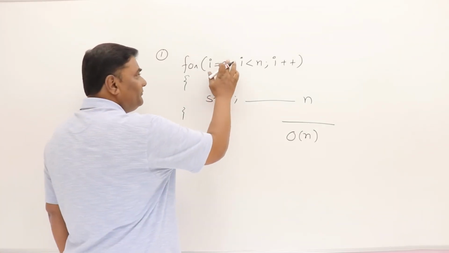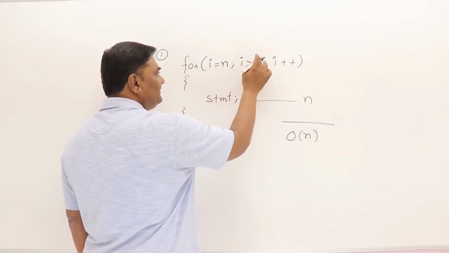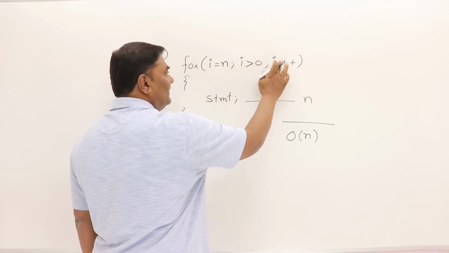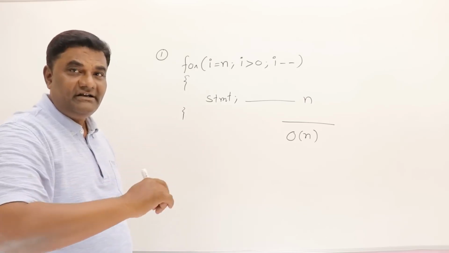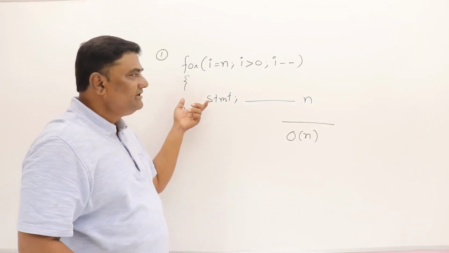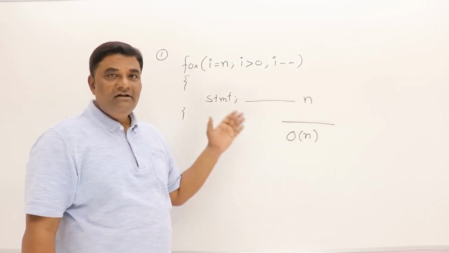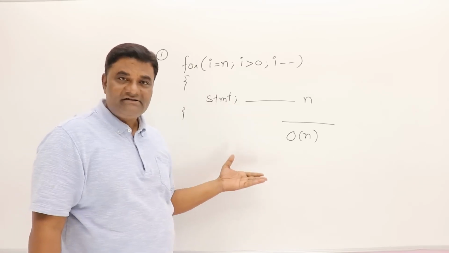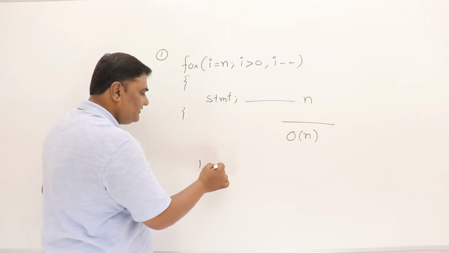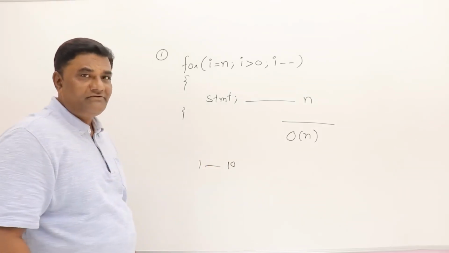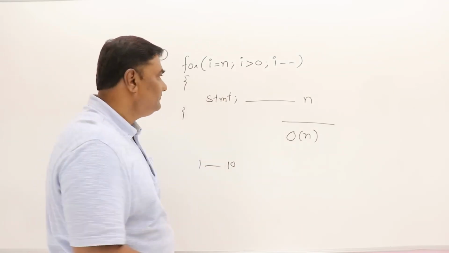Next, suppose this loop is starting from n and the condition is greater than 1 or 0, and this is getting subtracted, so the loop is decrementing. Then also this statement will execute for n times and it's order of n. Whether you go from 1 to 10 steps, or come from 10 to 1, it's still 10 steps. So this is also order of n.